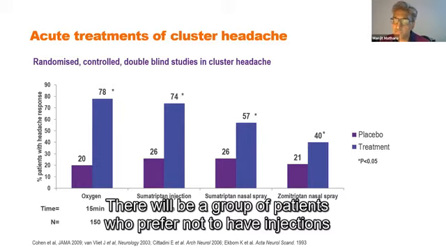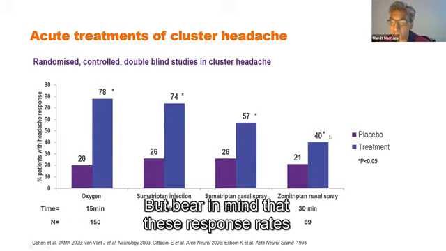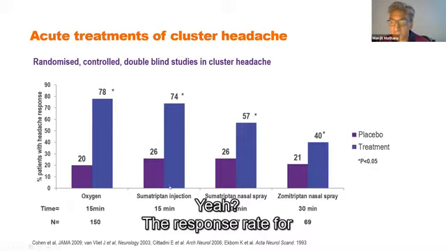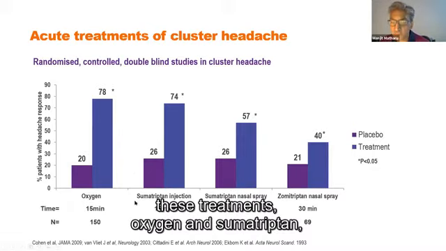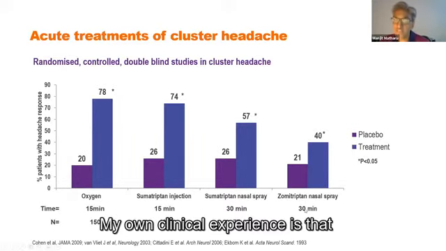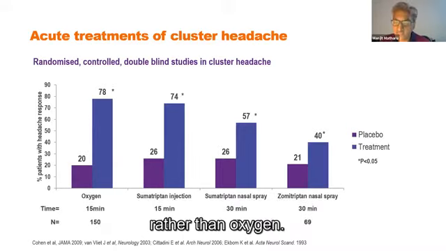There will be a group of patients who prefer not to have injections, and it's certainly reasonable to try the nasal triptans, but bear in mind that these response rates are at 30 minutes, not even 15 minutes. The response rates for these treatments, oxygen and sumatriptan, would be a lot higher at 30 minutes. My own clinical experience is that the vast majority of patients want to use sumatriptan injections rather than oxygen.